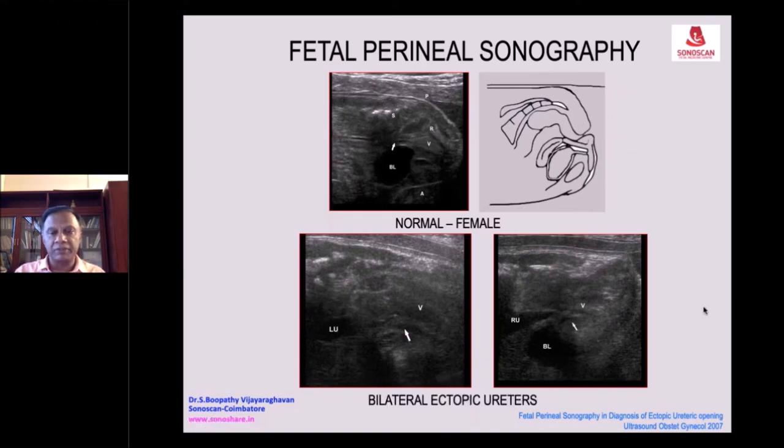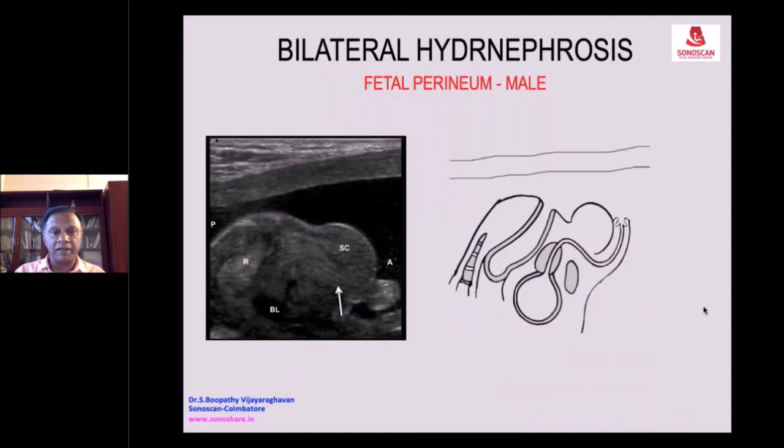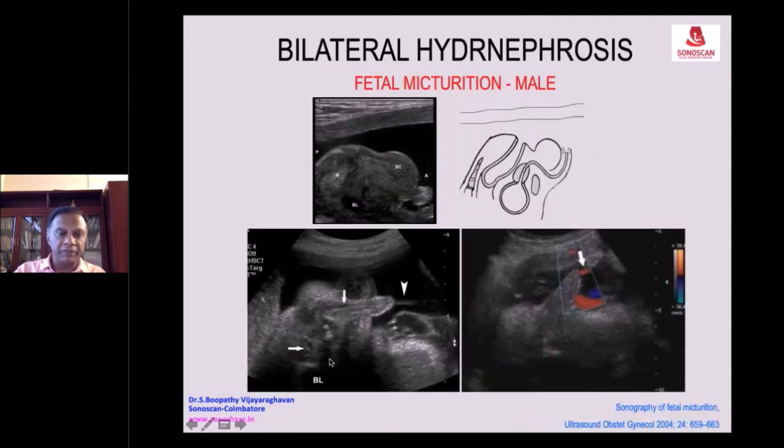So this is the use of fetal perineal ultrasound, and this is in the male fetus, again from posterior to anterior. You see the rectum. When the fetus micturates, you see actually slight dilatation of the urethra. This is the bladder, posterior urethra, and then the anterior urethra in the shaft of the penis.